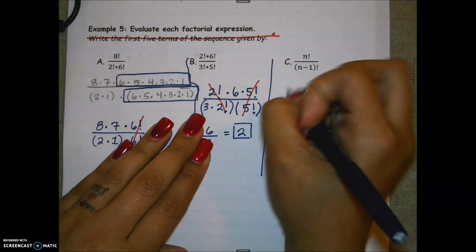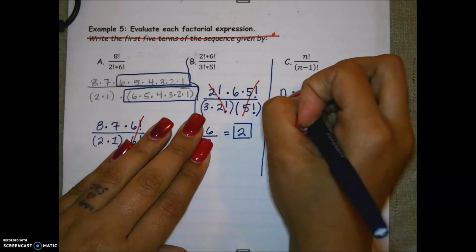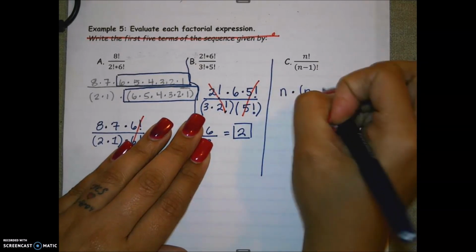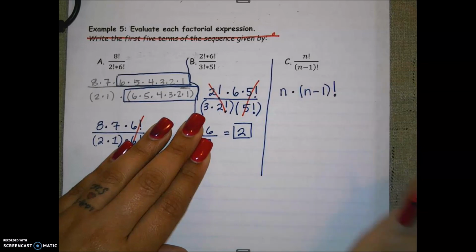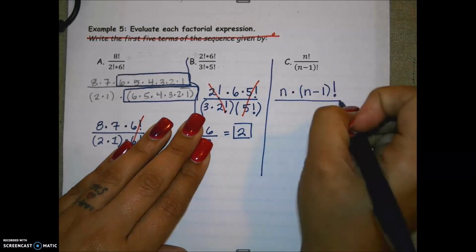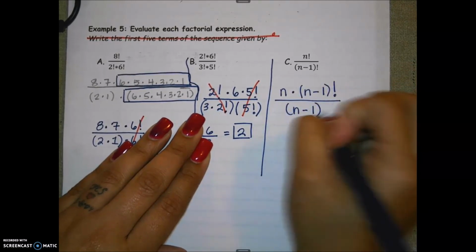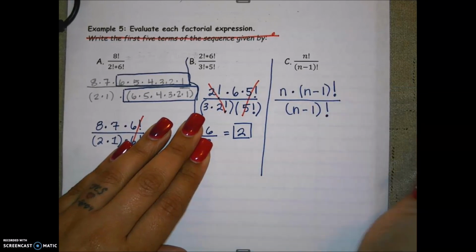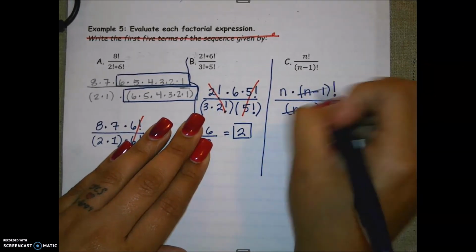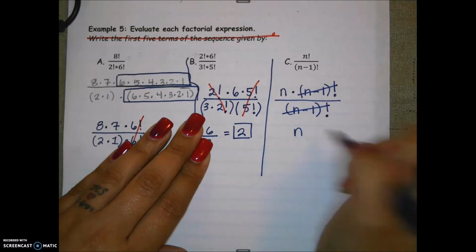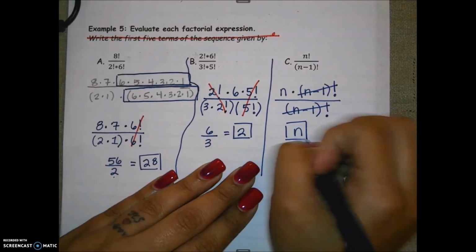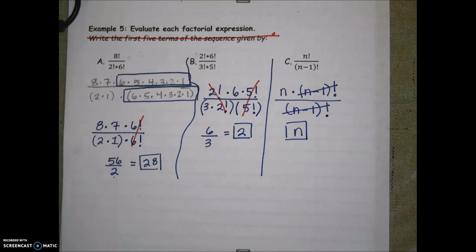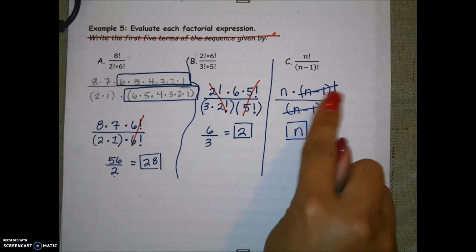So the first thing I'm going to multiply is N times N minus 1 factorial. Look at what's on the bottom: N minus 1 factorial. Guess what? They cancel each other out. What's left is N. That is a concept that you would have to stare at, practice, and understand. No matter what I do, this is going to cancel out this.